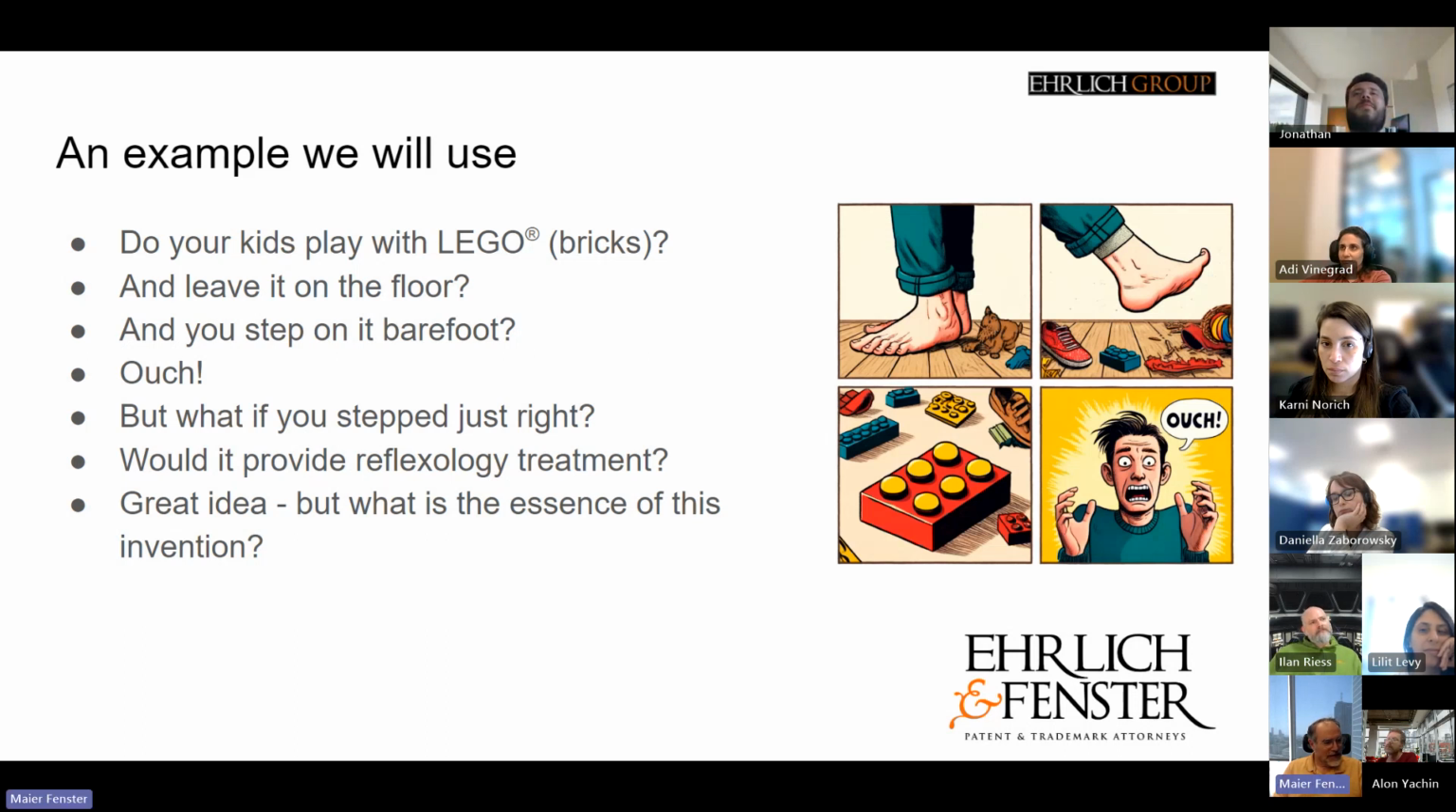And the question you should be asking yourself as we go through these different methods of determining the essence is, okay, what is the essence of this invention? And yes, my grandchildren left the Lego bricks out and didn't clean up, and somebody who won't be named was barefoot and walked on them. So.